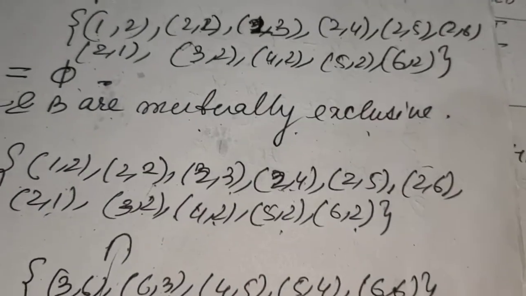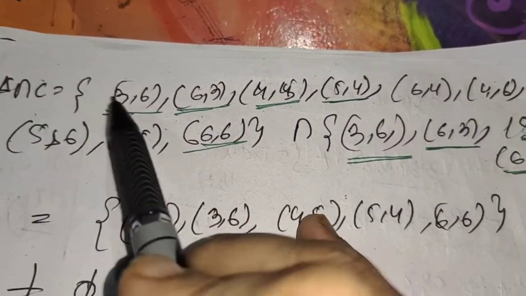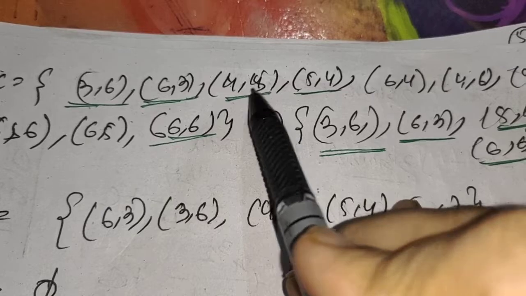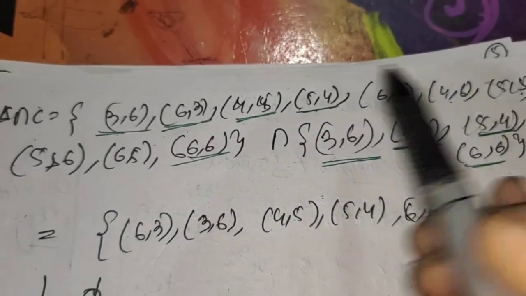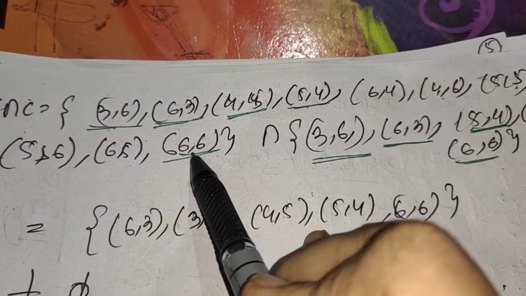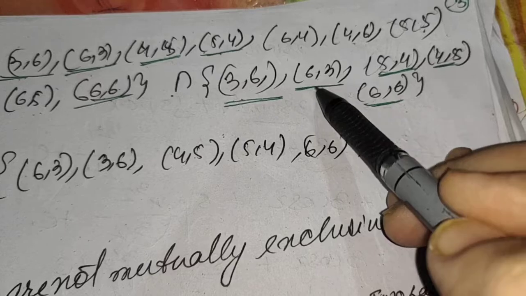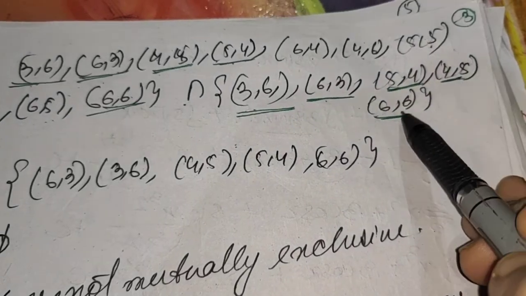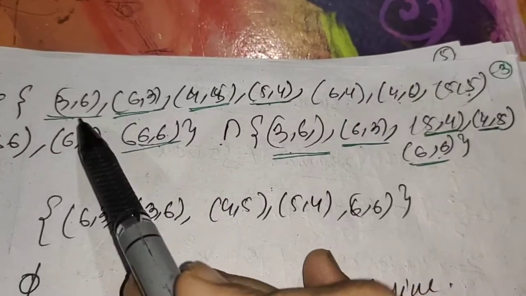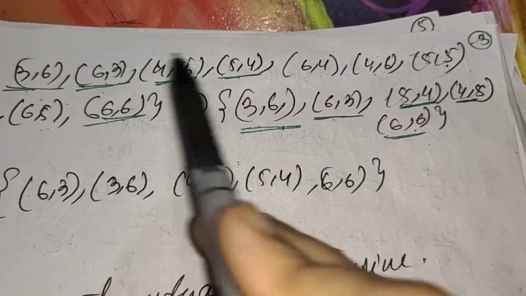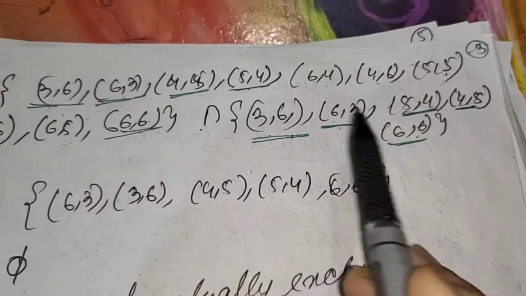Okay, they are also mutually exclusive. Now in case of A intersection C, it is (3,6), (6,3), (4,5), (5,4), (6,4), (4,6), (5,5), and (6,6). This is your A. And what is in C? C is (3,6), (6,3), (5,4), (4,5), and (6,6). So from these elements you can get that (3,6) is common, (6,3) is common, (4,5) is common, (5,4) is common, and (6,6) is common.